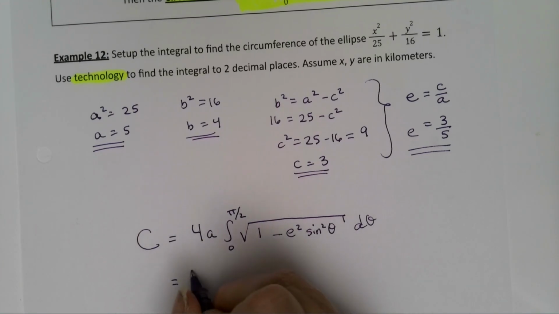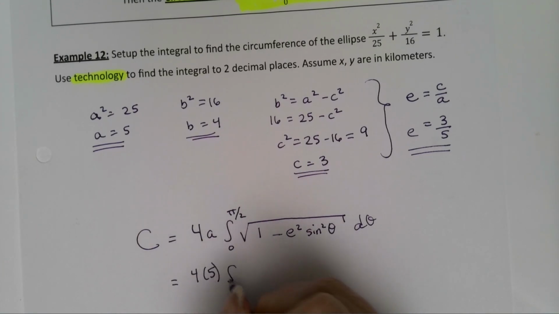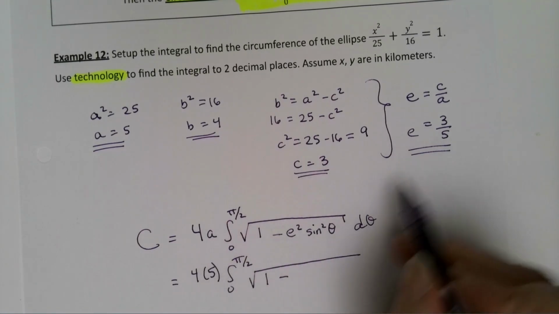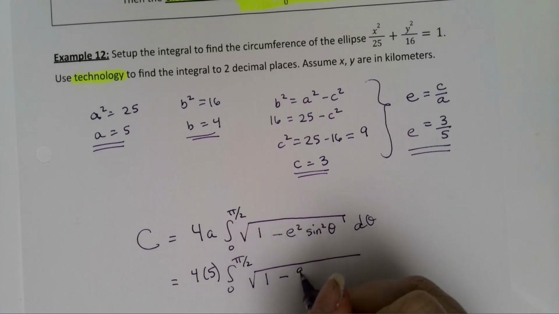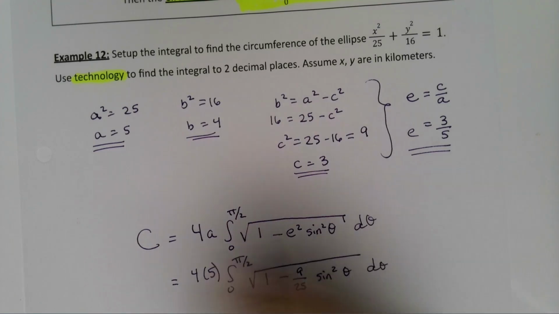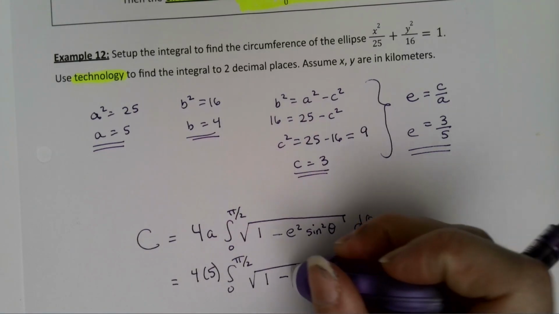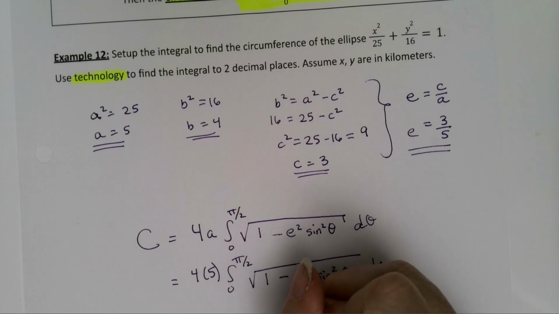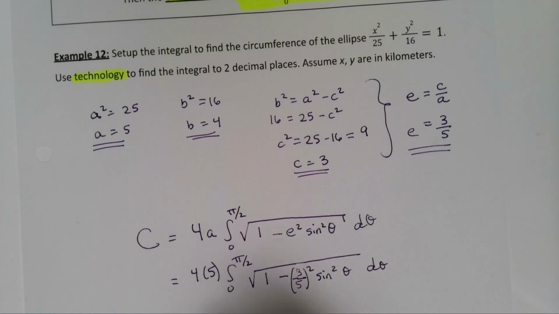Okay, so that's 4 times 5 integral from 0 to pi over 2, the square root of 1 minus 3/5 squared, which would be 9 over 25, sine squared theta d theta. Actually, I think what I'm going to do is write this as 3/5 and put a squared next to it, just so we're not skipping any steps. Okay, so the whole thing becomes 20 integral from 0 to pi over 2 of the square root of 1 minus 9 sine squared theta over 25 d theta.